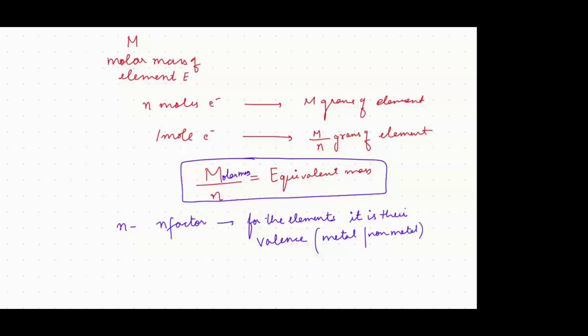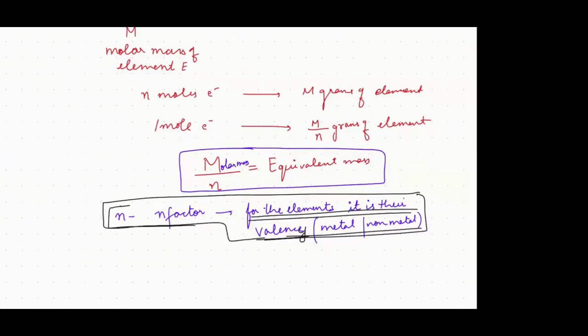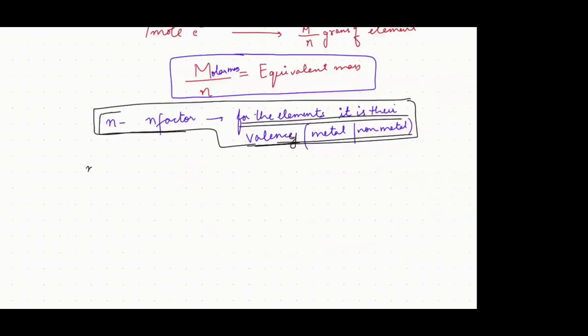So basically, how do we move ahead in this? The n factor equals n, and n here means the valency of that particular element. For the elements, it is the valency of that particular element. Do you understand my point? Right. Second point is, how do we calculate the n factor for acids and bases? Because the basic part remains the same.